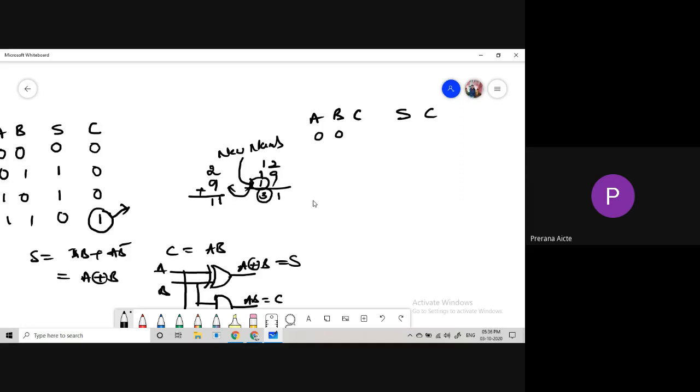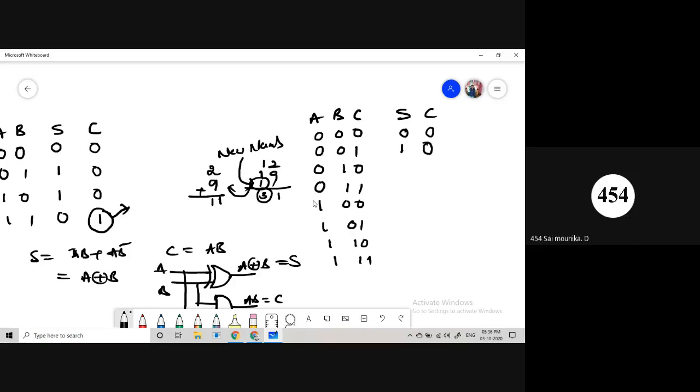So they are 0 0 0, 0 0 1, 0 1 0, 0 1 1, 1 0 0, 1 0 1, 1 1 0, 1 1 1. For adding these 3 numbers we are getting 0, no carry. Then for this one, 1, no carry. 0 1 0, no carry, and so on for the remaining combinations.